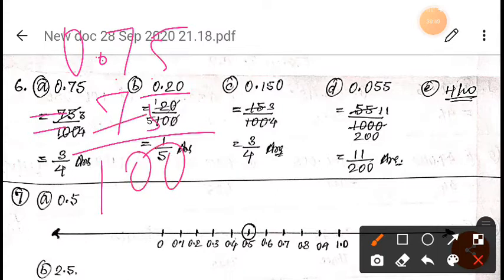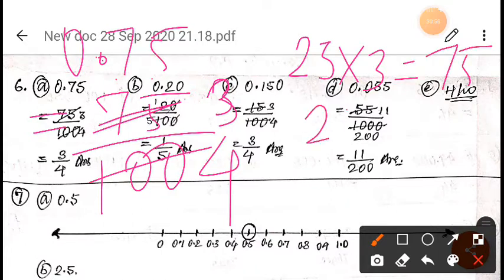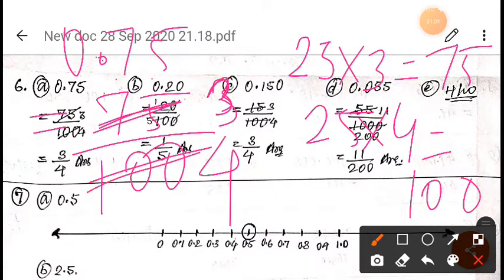Okay, now when you cancel this, it will be 3 by 4, because 25 into 3 is 75, and 25 into 4 is 100. So 25 into 3 is 75 and 25 into 4 is 100, so the answer will be 3 by 4.